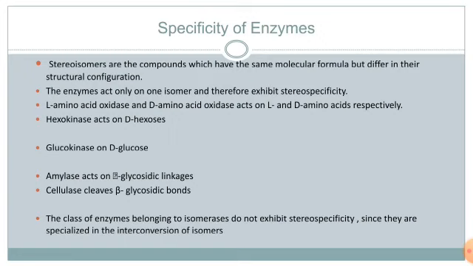For example, L-amino acid oxidase and D-amino acid oxidase act on levo and dextro amino acids respectively, or hexokinase acts on D-glucose, and glucokinase acts on D-glucose molecules. Enzymes belonging to the class of isomerases do not exhibit stereospecificity, since they are specialized in the interconversion of isomers.